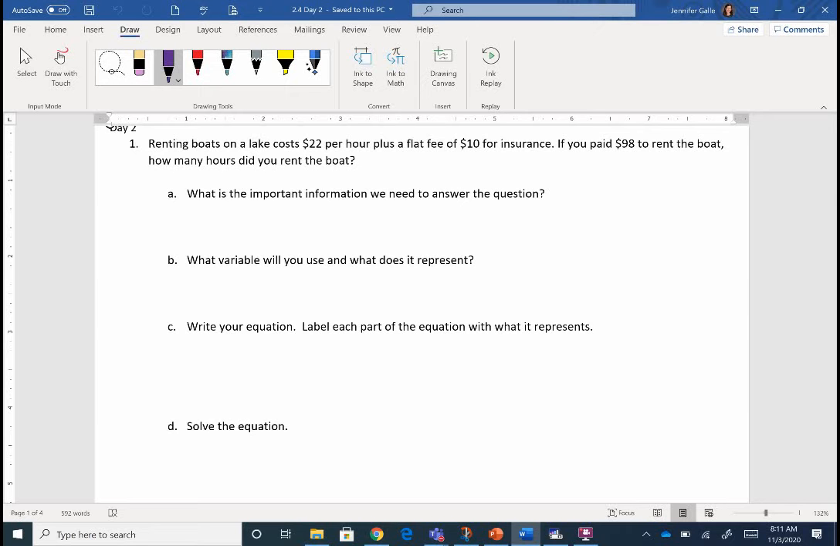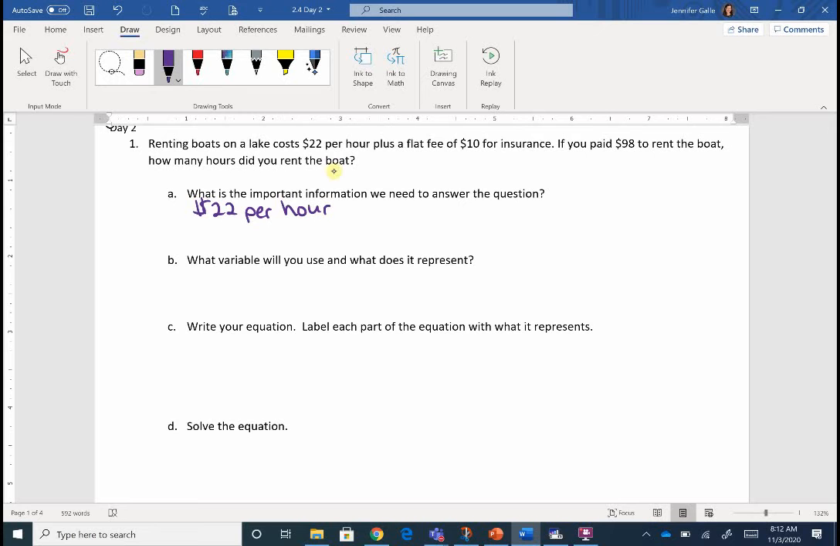So what are some of the important pieces that we need to pull from this question? Sam, what's one important piece? Because look at the first sentence right there. I think you have to do those two numbers first. So we're just picking out pieces of information. I don't want to do anything with the numbers yet. What's an important piece of information? $22 per hour.